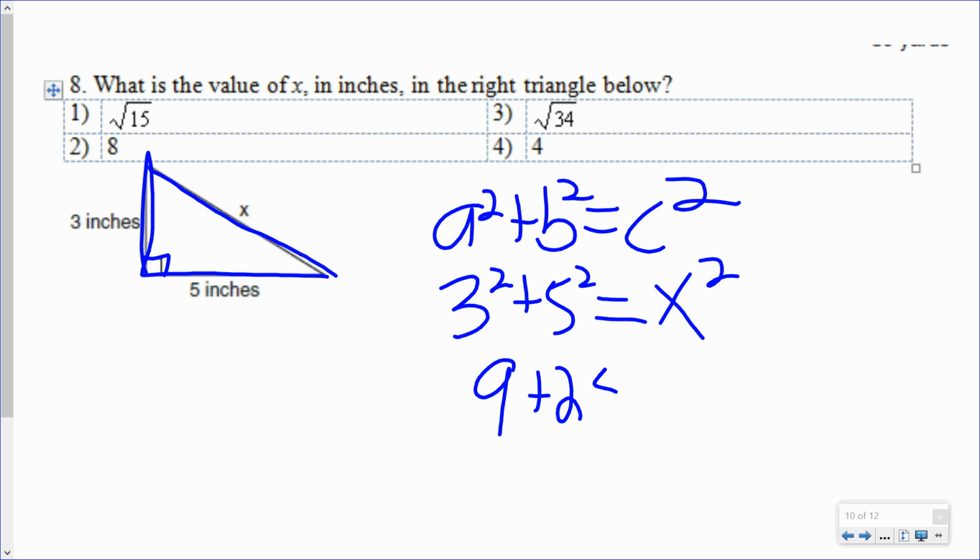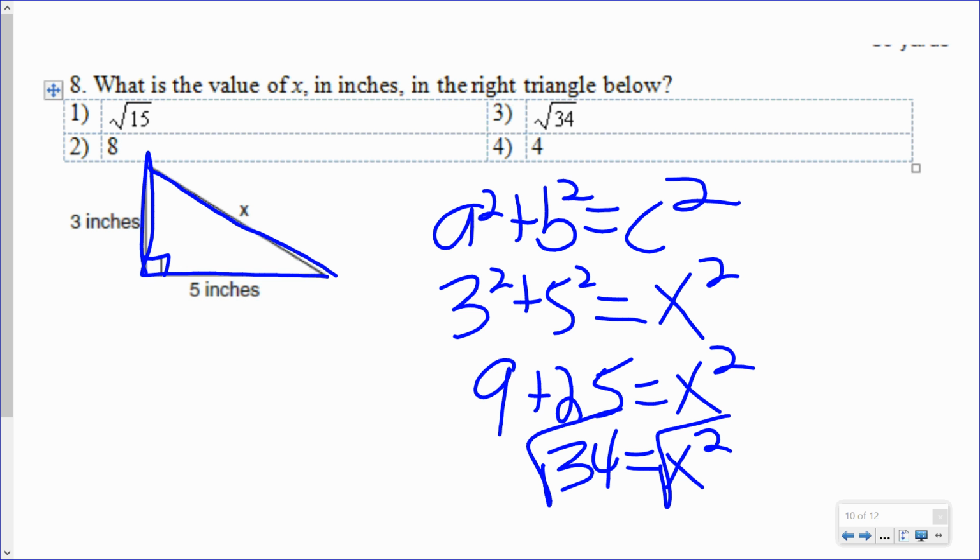In this case, 3 squared is 9. 5 squared is 25. 9 plus 25 is 34. Now I don't want x squared, I want x, so I take the square root of both sides.